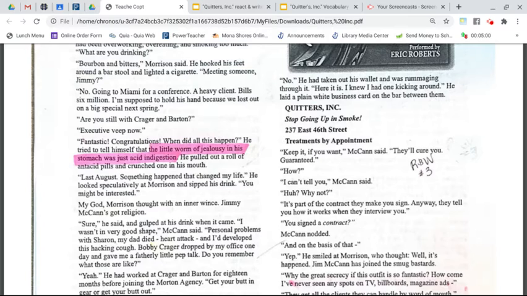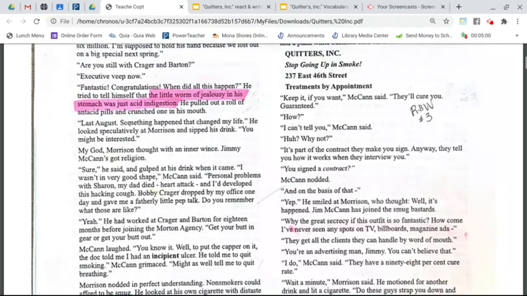Are you still with Krager and Barton? Executive VP now. Fantastic. Congratulations. When did this all happen? He tried to tell himself that the little worm of jealousy in his stomach was just acid indigestion. He pulled out a roll of antacid pills and crunched one in his mouth. Last August, something happened that changed my life. He looked speculatively at Morrison and sipped his drink. You might be interested. My God, Morrison thought with an inner voice. Jimmy McCann's got religion? Sure, he said, and gulped his drink when it came.